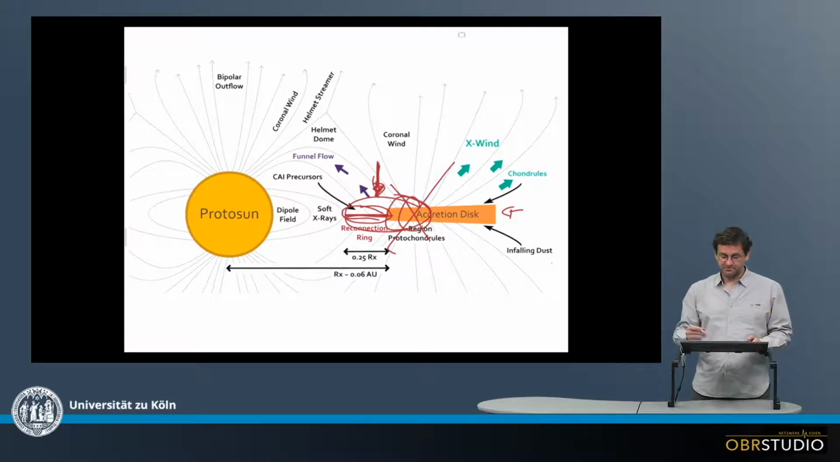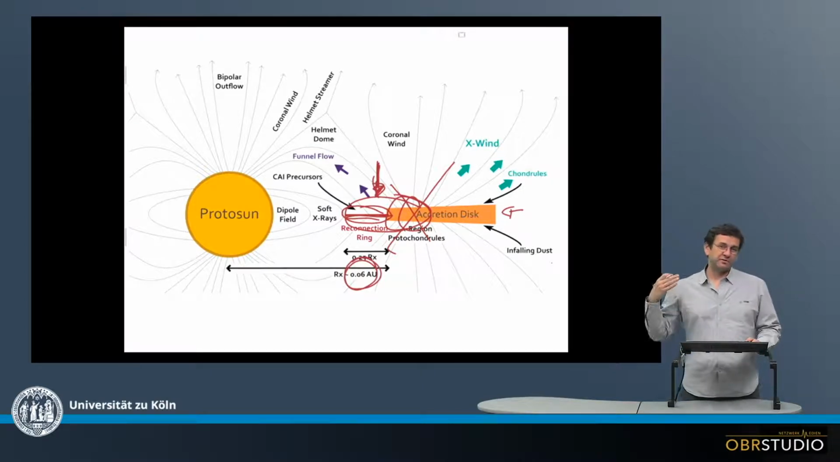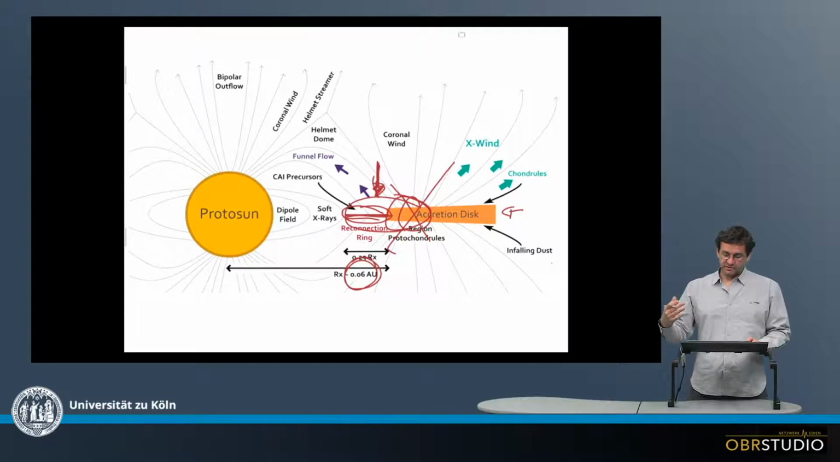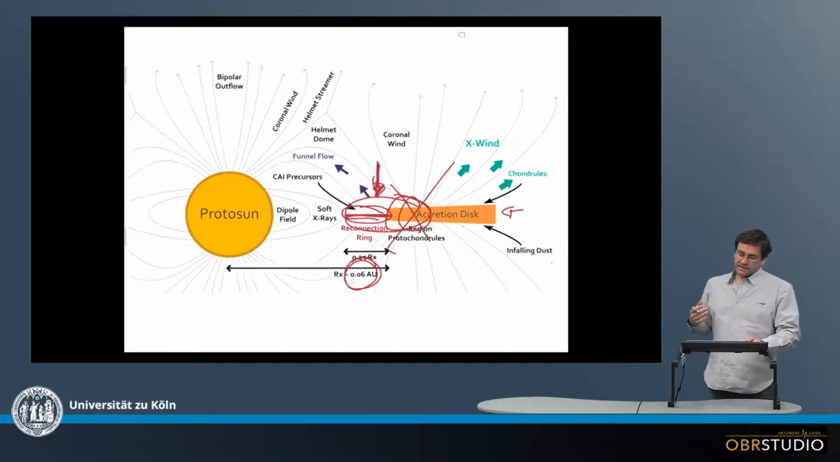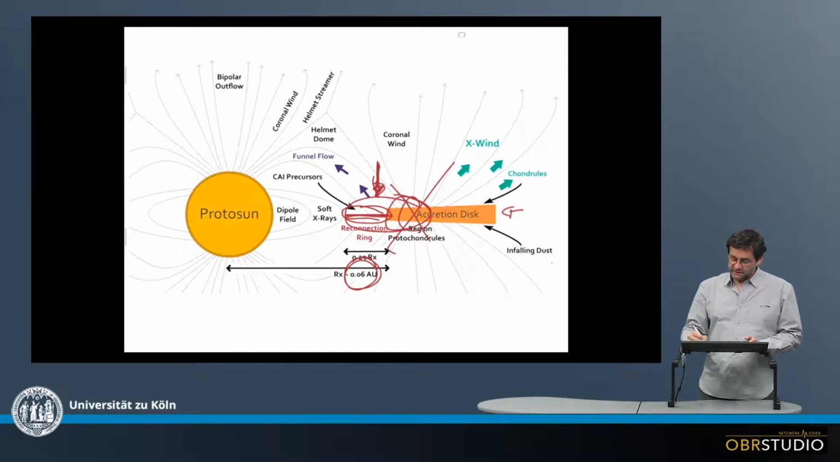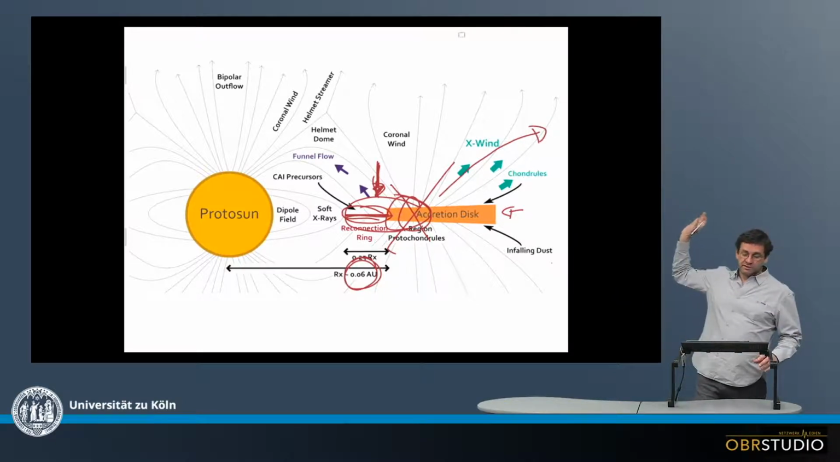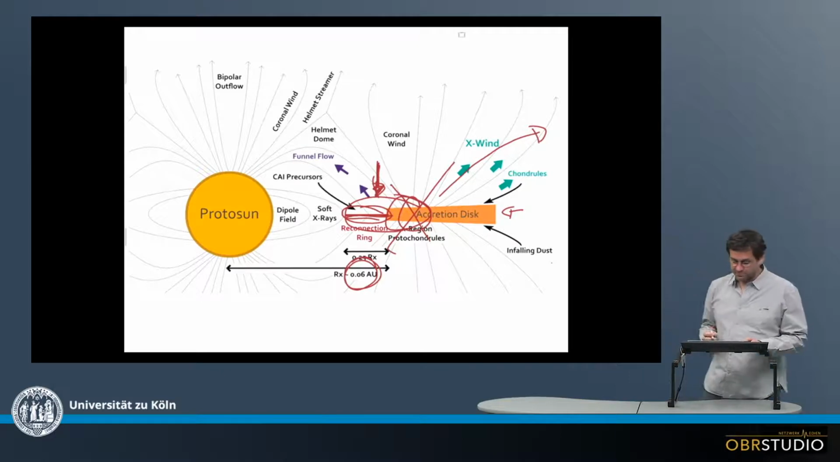Now, this reconnection ring and this X point, so basically this entire thing is the X point, an X region, has a distance from the Sun of about 0.06 astronomical units. So it's very, very close to the Sun, this X point. And also from this X region away, there's an X wind that moves outwards into the outer parts of the solar system.